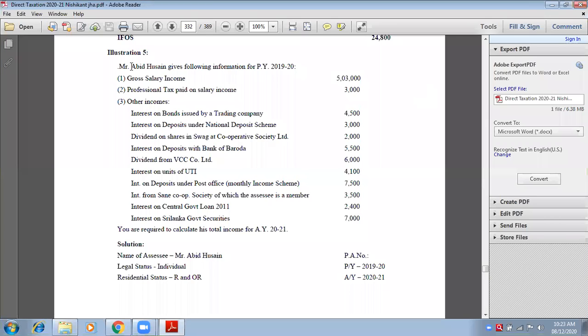Look at this question. Mr. Abid Hussain gives you the following information in previous year 2019-20. Gross salary income is already given, professional tax paid on salary income, and other incomes are available. That means, looking at this question, how many heads of income are available here? Two. One is salary income and the other one is other sources.